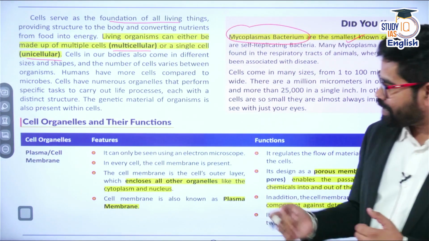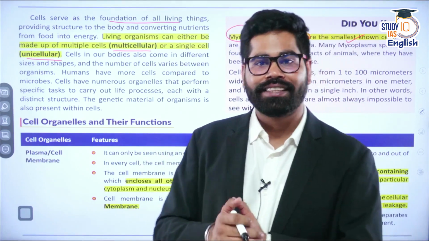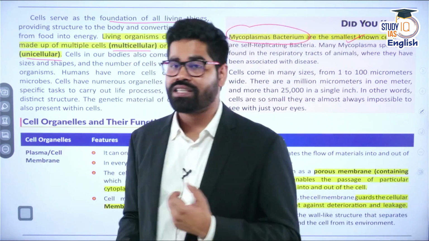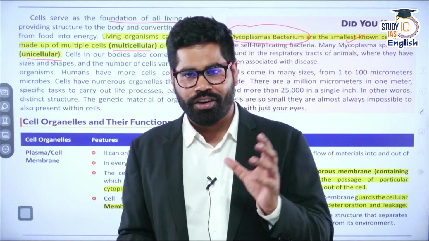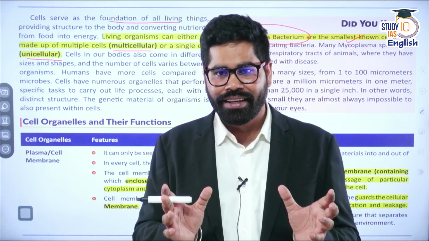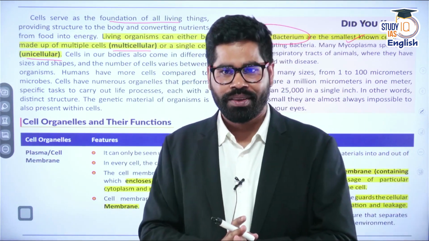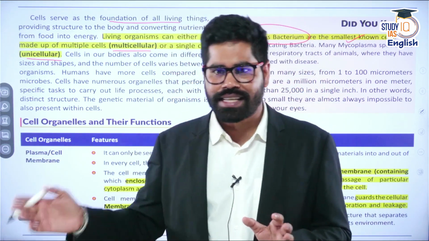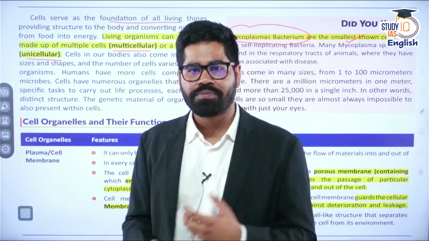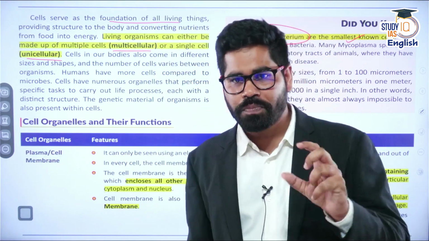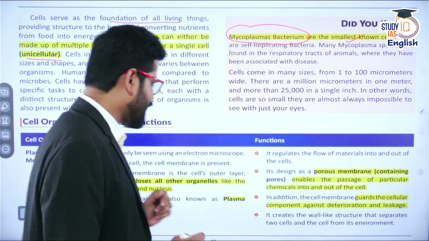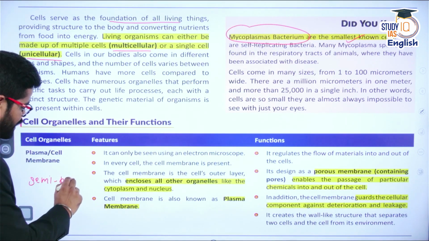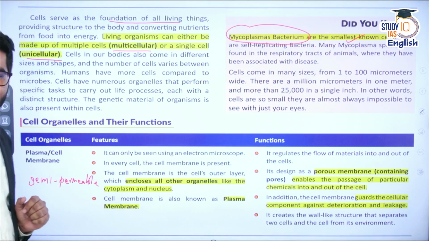Now let us talk about the different cell organelles and their functions. The first important cell organelle is the plasma membrane or cell membrane. This is nothing but a boundary enclosing the components of the cell. All the cells, whether unicellular or multicellular, plant cell or animal cell, consist of this plasma membrane. It is a semi-permeable or selectively permeable membrane.